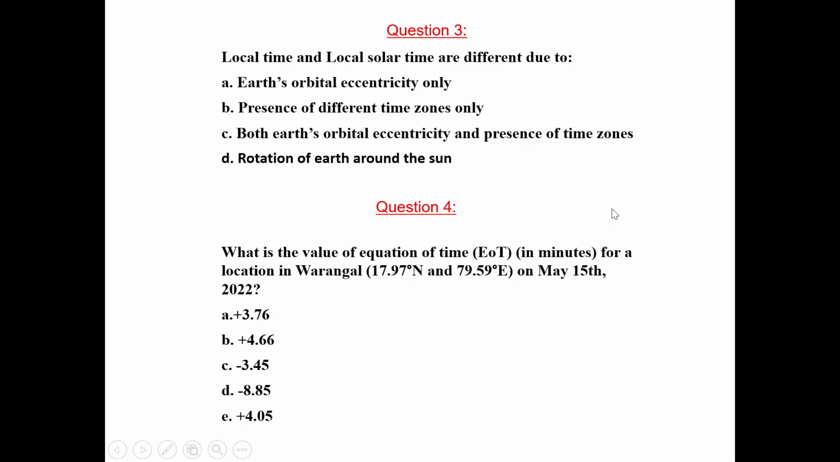So the next question is, what is the value of equation of time in minutes for a location in Warangal, at 17.97 degree north and 79.59 degree east, on May 15th, 2022? I'm repeating again. The options are A plus 3.76, B plus 4.66, C minus 3.45, D minus 8.85, and E plus 4.05.